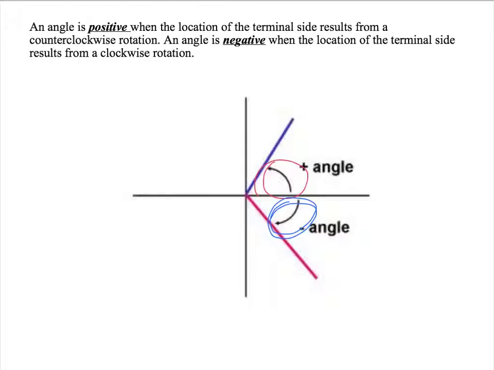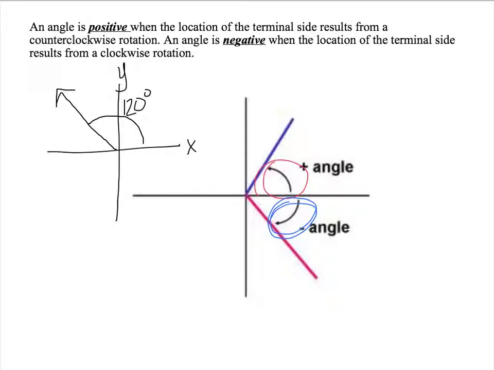Okay, on your whiteboards. Draw me a positive 120-degree angle. You would do your x-axis and your y-axis. 120 degrees would be somewhere past the 90. And you need that little loop, curve, arrow, whatever you want to call it, to mark your direction that you went positive 120 degrees. I want you to draw me negative 45 degrees.